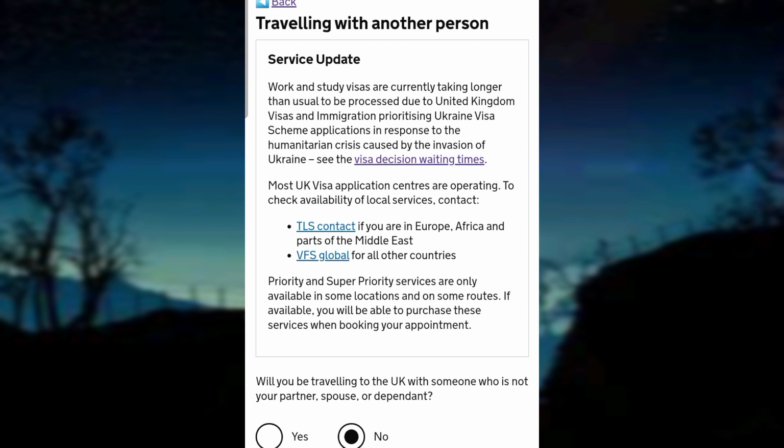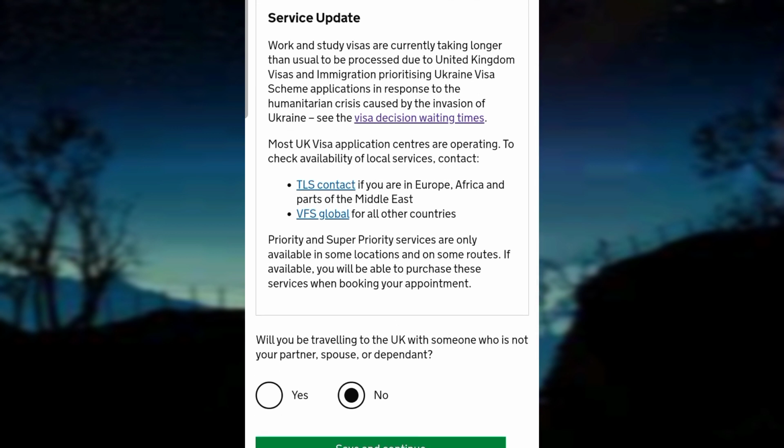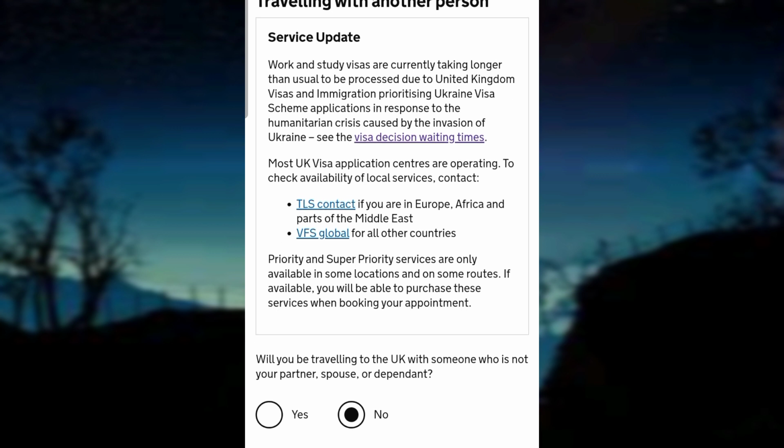So if you're not doing this for maybe your dependents or anybody that is going to be attached to your application in any way, just say no, save and continue. Your friends don't matter in this question, okay?